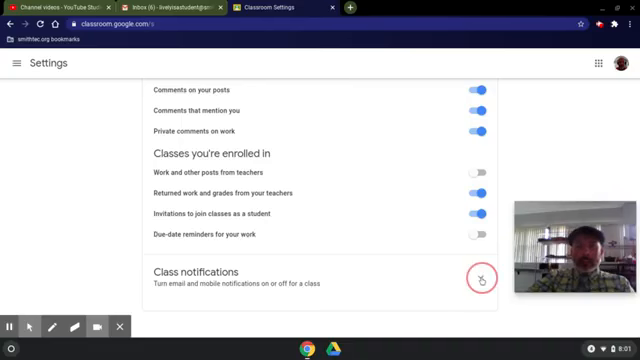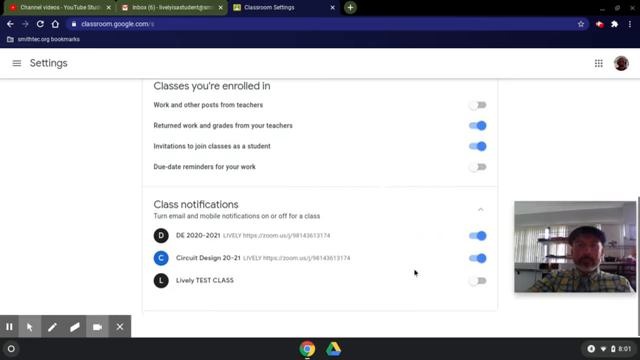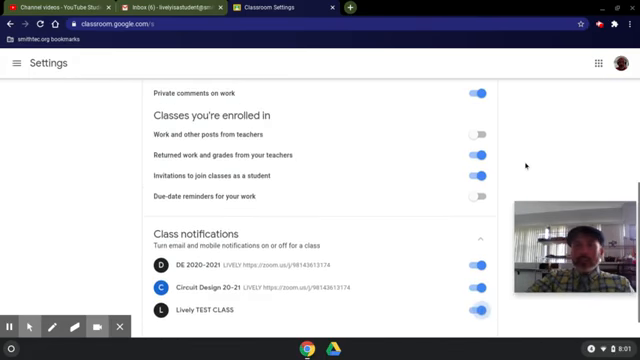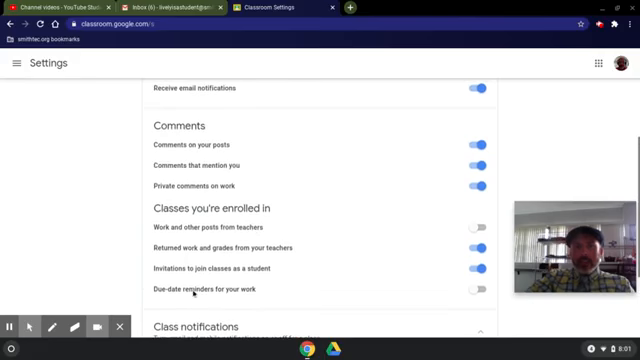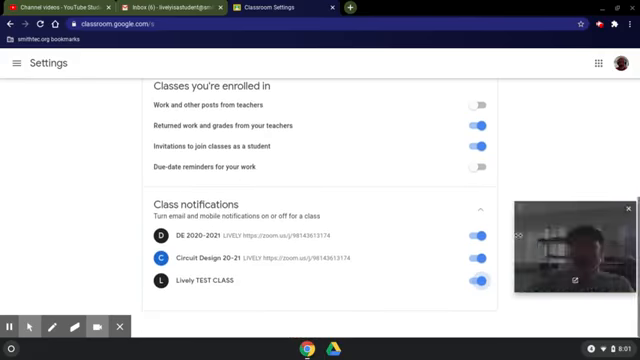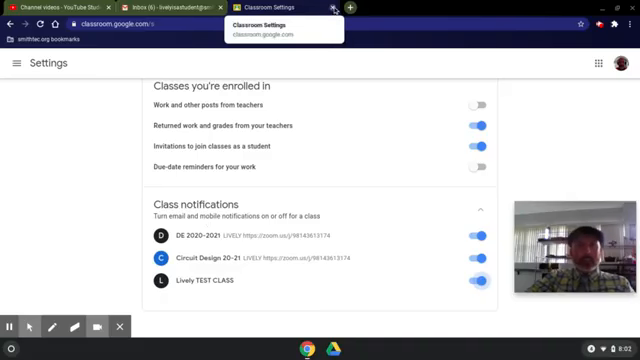Okay. Class notifications. Email and mobile notifications. I'm going to leave these on for these classes because these shouldn't arrive. But if you wanted to turn off notifications for just one class, you'd go here so your email inbox isn't blown up every day. If you're here for every class synchronously, you probably don't need emails for every single thing that's posted. Okay, that was the first thing.